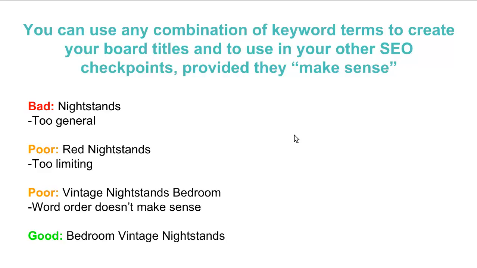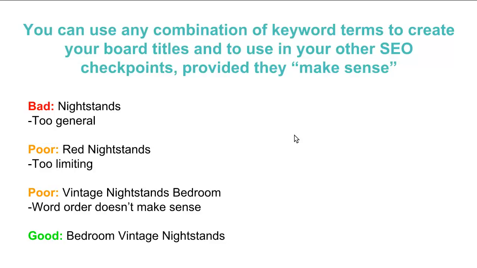You might say there's vintage nightstands, red nightstands, ornate nightstands, shabby chic nightstands. Those are all keywords that you could use to further refine the board title and help bring those people that are searching for those more specific types to you. But you wouldn't want to use something that's too limiting like that as a board title. Those are better for board descriptions.